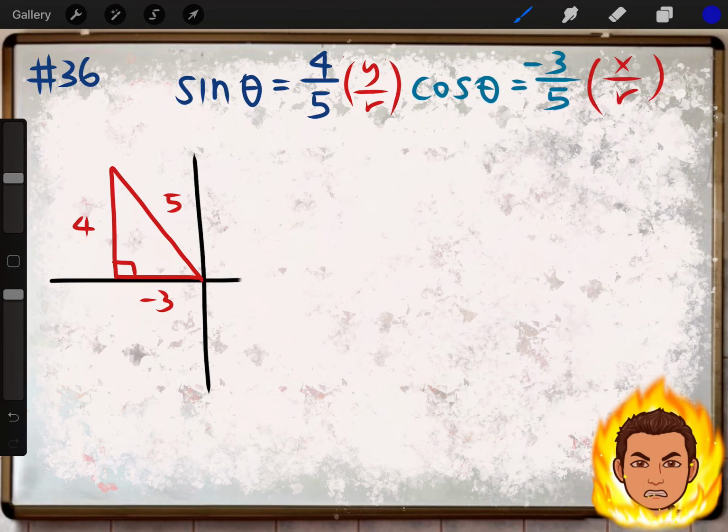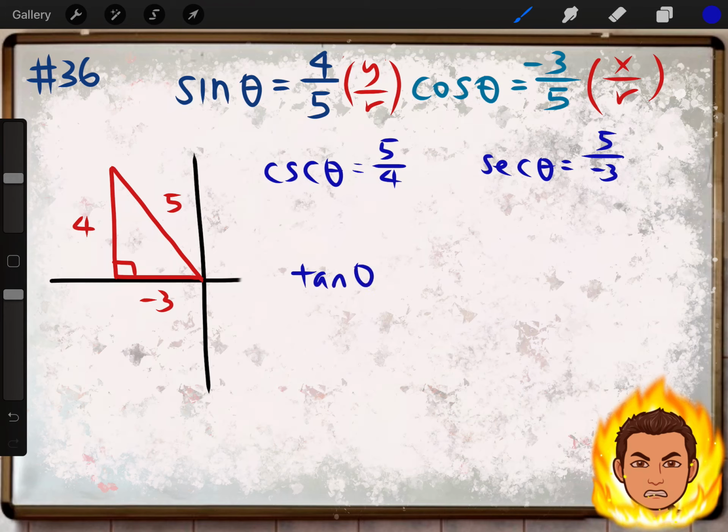Let's do it. The reciprocal of sine is going to be cosecant theta. You just do the reciprocal, so that's going to be 5 over 4. Secant is the reciprocal of cosine, so it's going to be 5 over negative 3. Tangent is going to be y over x, so in this case it's 4 over negative 3. And cotangent is going to be negative 3 over 4.